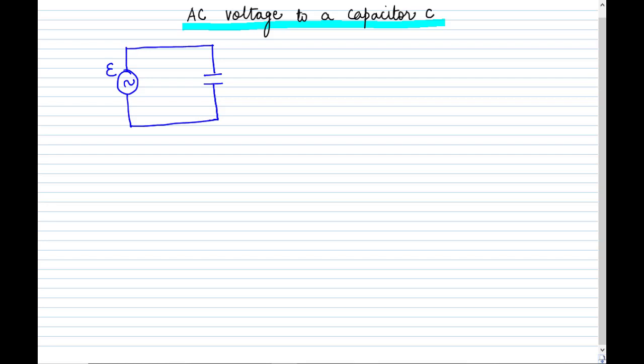If you want to go into the detail of the capacitor, you can refer to our lecture. The link is given below. But as for now, this is a single capacitor. This point we can take as A and this point we can take as B.